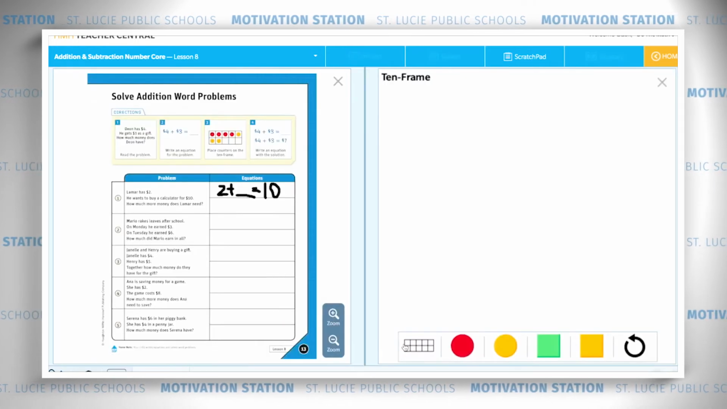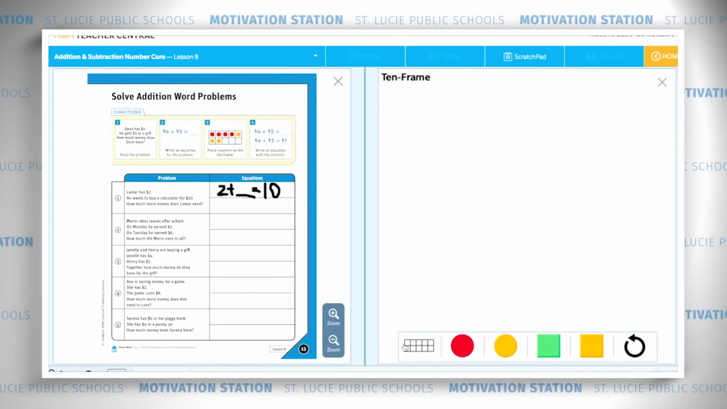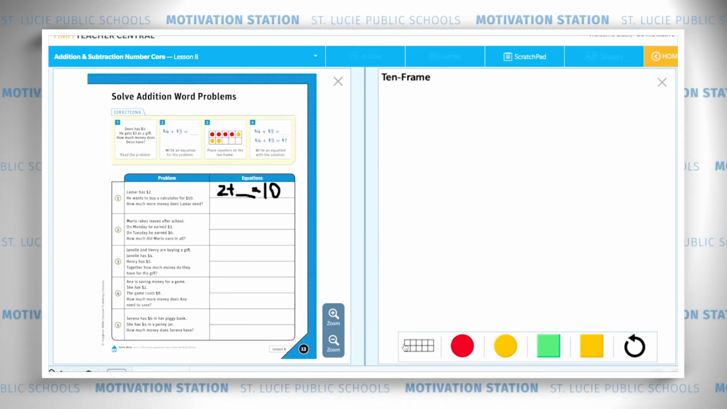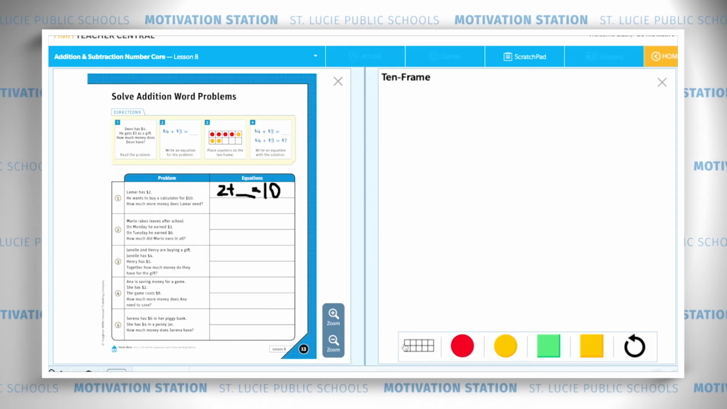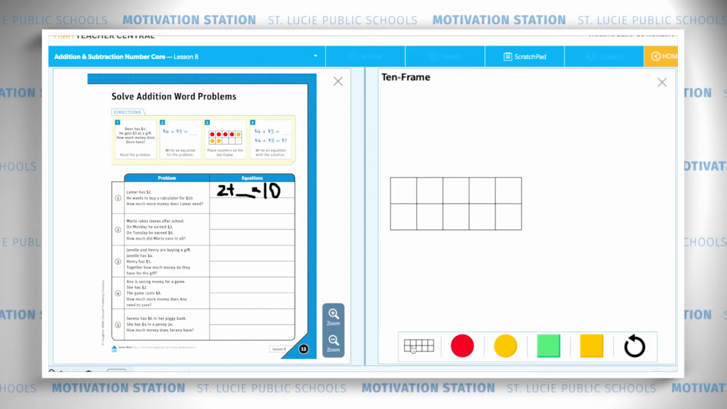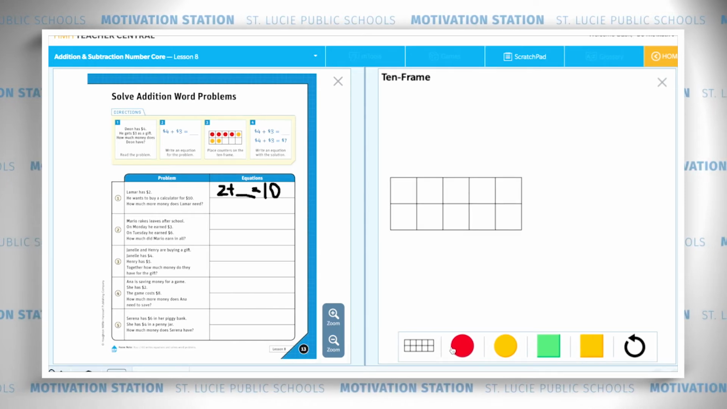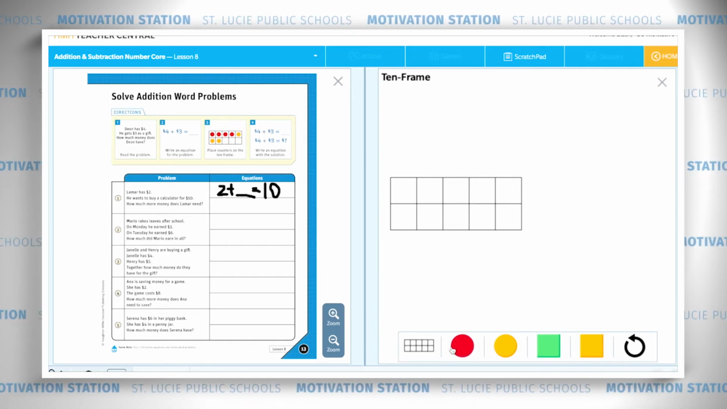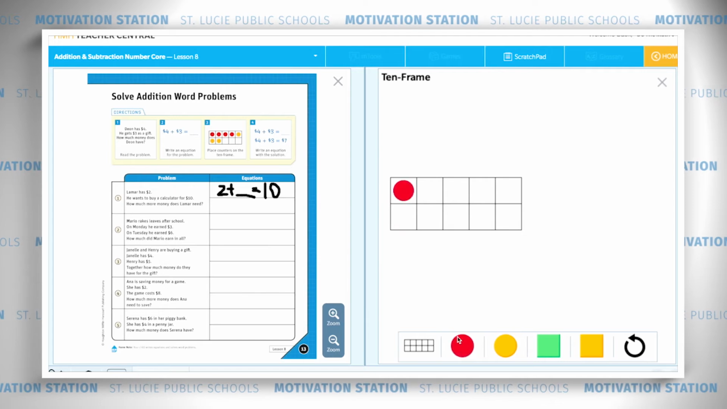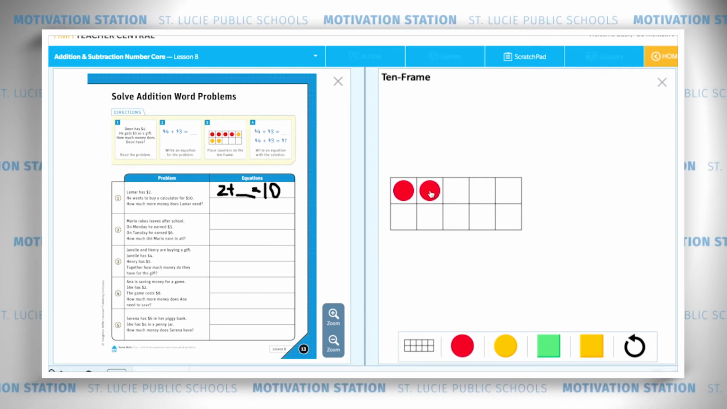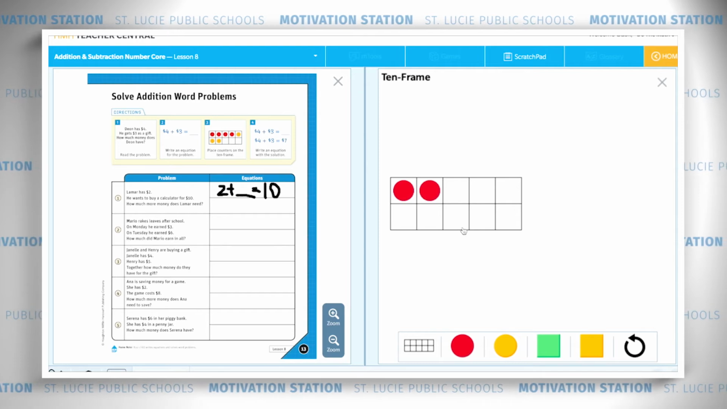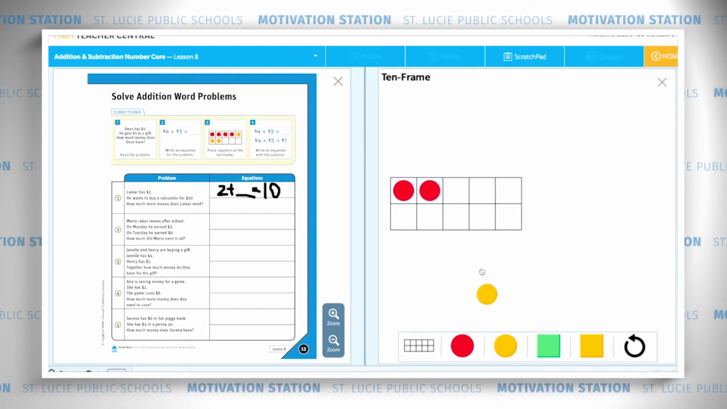It's really good to pull up your workbook page and your tens frames, all your math tools, so you don't have to erase and redo your work like Miss Benson has to do all the time. So we're going to use our tens frames, and now I'm going to get out how many red counters? Yes, 2. Now, how much more do I need to get to 10?